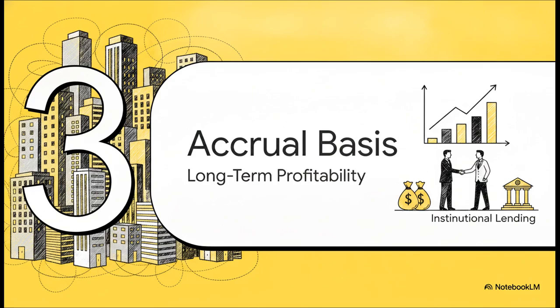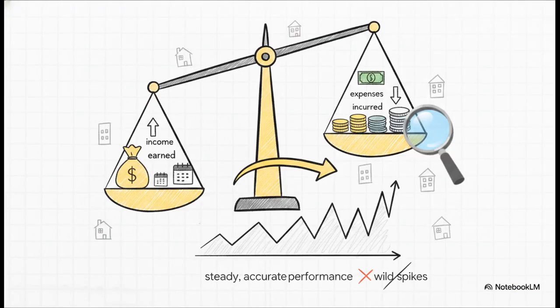All right, Section 3, accrual basis, long-term profitability. Now, let's shift gears completely and look at our second landlord. This is an operator who is scaling a massive empire, managing multiple properties and talking to big institutional lenders. This level of operation requires a much more methodical, sophisticated approach. The absolute anchor of this approach is something called the matching principle. With accrual accounting, you record income when it is earned, and you pair it with the exact expenses incurred to generate that income, regardless of when the payment actually happens.